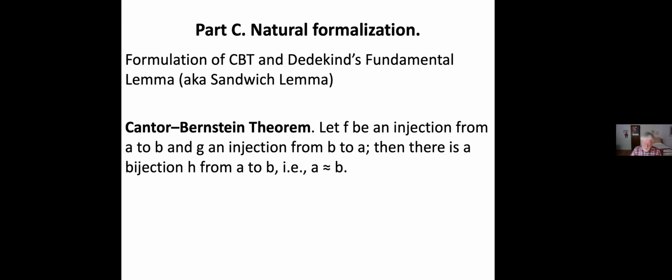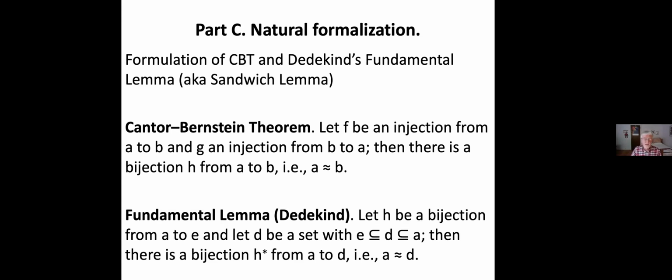The sandwich lemma, or Dedekind's fundamental lemma, is this one. You have a bijection from a set A to a set E, and you have an additional set D that sits between E and A. So you have a bijection from A to E, and then the claim is there is a bijection H star from A to D, to this intermediate part. And this lemma is actually equivalent to the Cantor-Bernstein theorem.